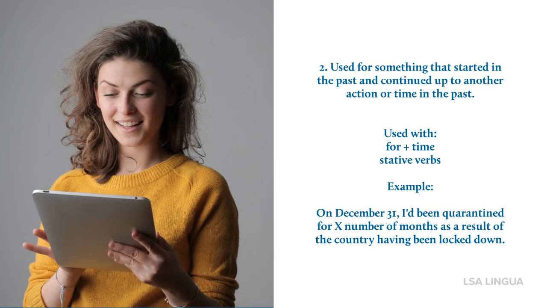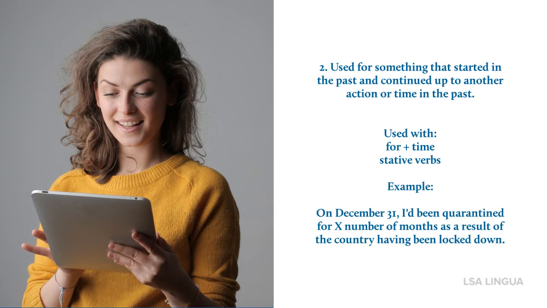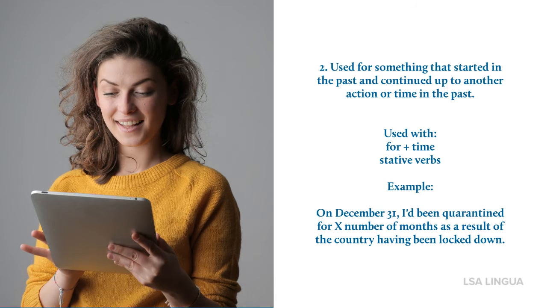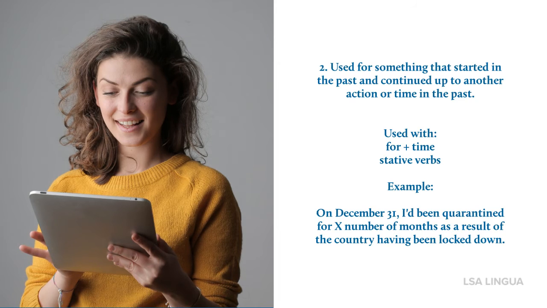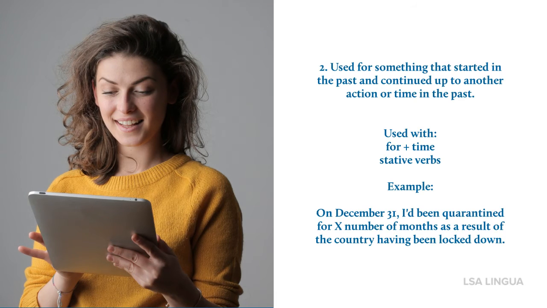The past perfect is also used for something that started in the past and continued up to another action or time in the past, and it expresses the duration of an event up to a point in time in the past, and is used with words like for and time, but also with stative verbs. For example, on December 31st, I'd been quarantined for X number of months as a result of the country having been locked down.